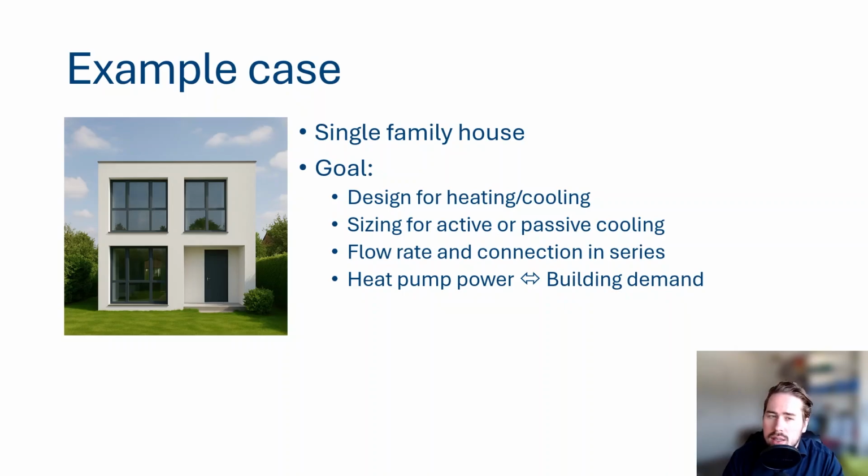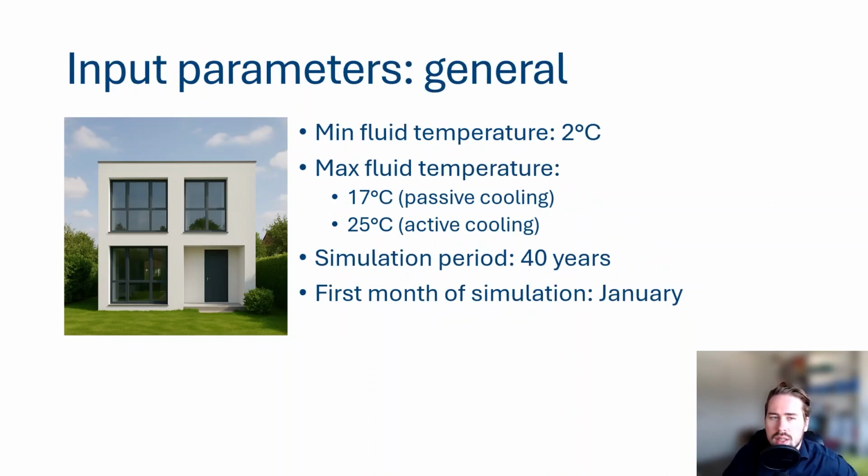We will learn a little bit about the difference between active and passive cooling. We will learn about the flow rate and connection in series, and also the difference between the heat pump power and the building demand will be discussed. So let's go over some input parameters. The minimum average fluid temperature is 2 degrees C, and the maximum depends on whether we use active or passive cooling. We will simulate for 40 years, so we have a long horizon, so we have a robust design. And we will start the simulation in January.